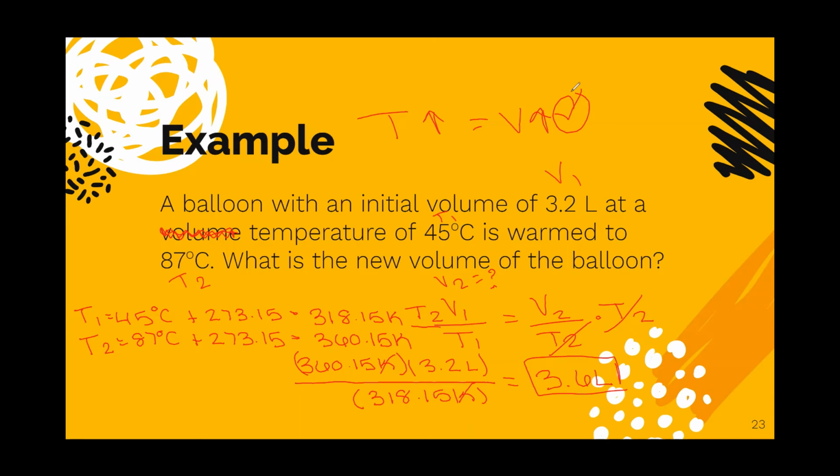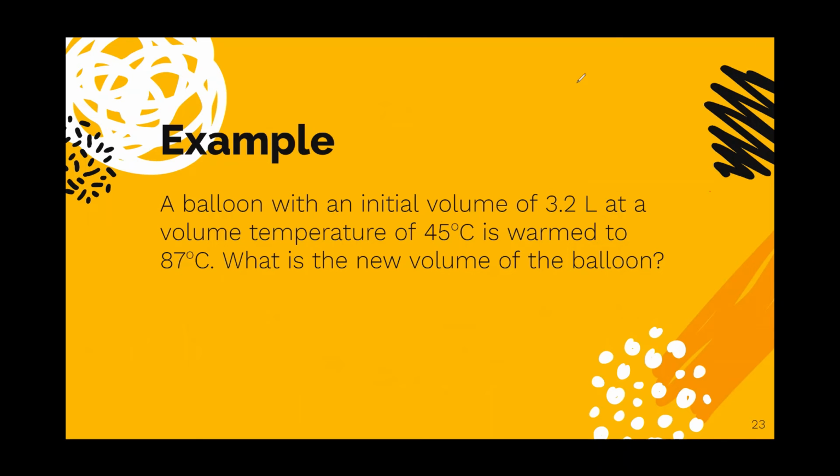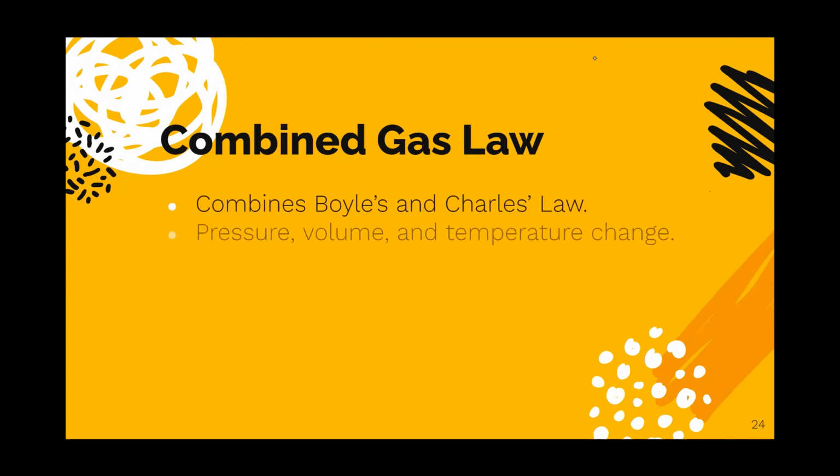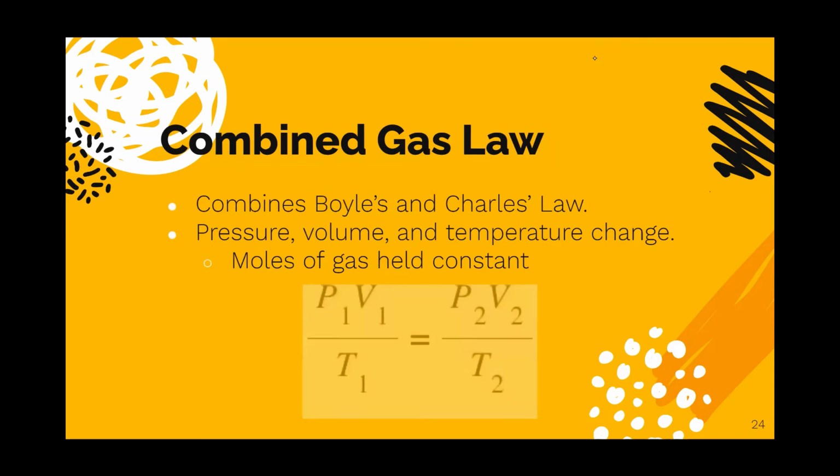So let's go ahead and look at our last equation. We have this idea called the combined gas law, and it gets its name because it is really a combination of Boyle's and Charles's law. It combines these two. And so now we can have a scenario where pressure, volume, and temperature are all changing. The only thing that's being held constant when we look at the combined gas law is the amount of gas in the system, so the amount of moles. And when we get that, we get this equation right here.